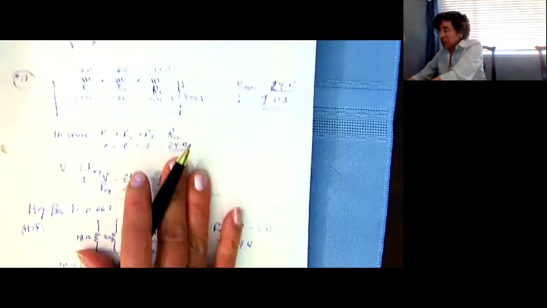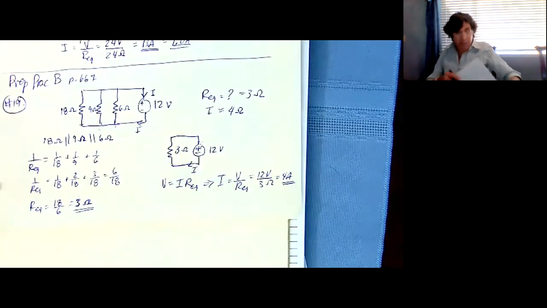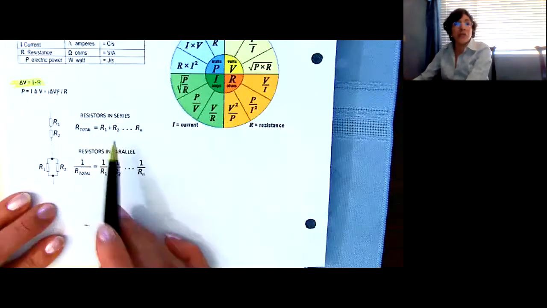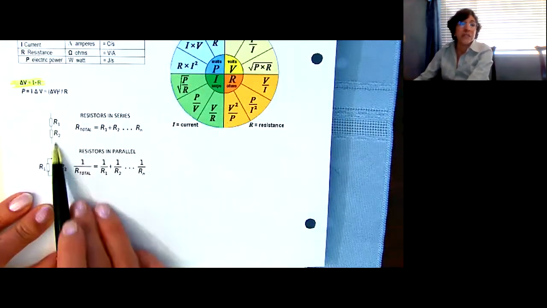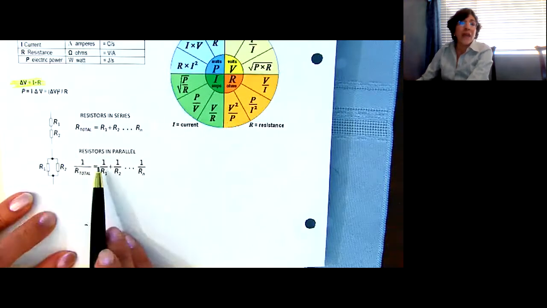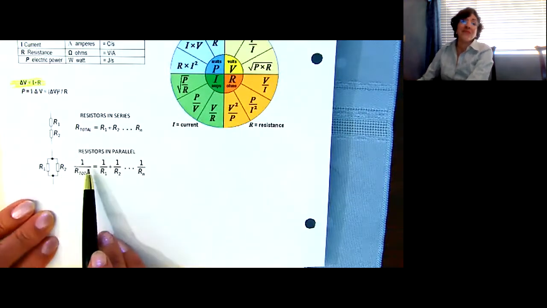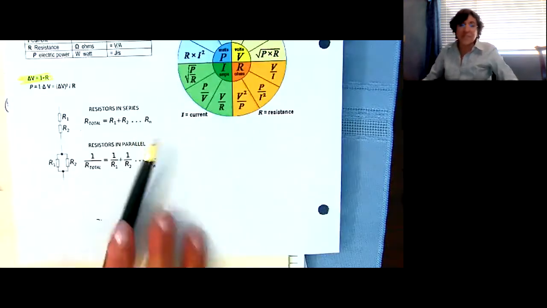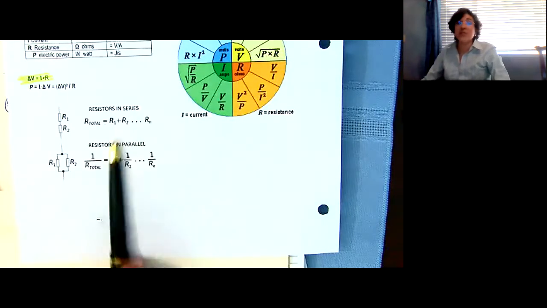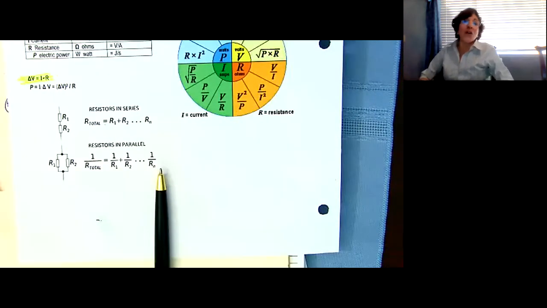All right, so a big difference between parallel and in series. Here you go. If they're in series, to get the equivalent resistance, you just add them up. And if they're in parallel, the inverse of the total resistance is equal to the sum of the inverses of all the other resistors that are in parallel. And that's all I have for you.